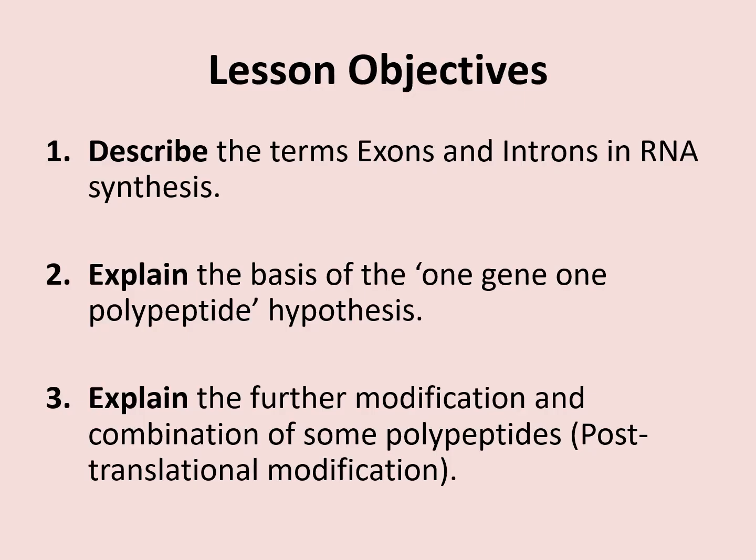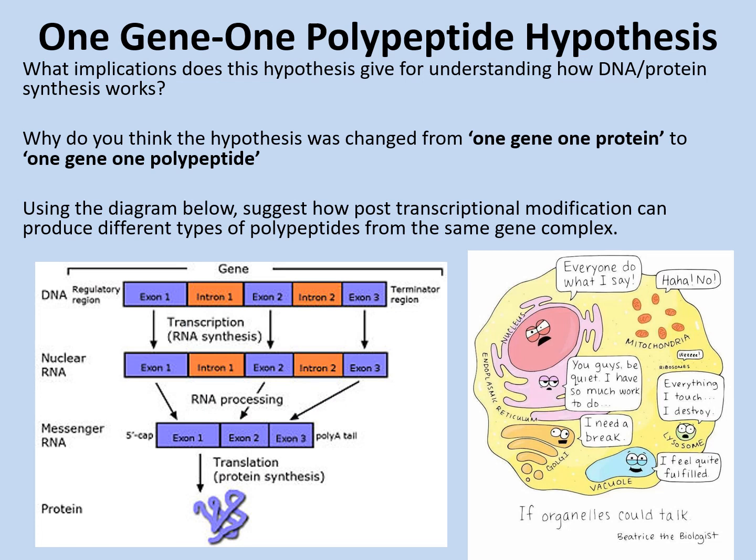So these are your lesson objectives. I'd like you to feel confident that you can describe, in terms of exons and introns, RNA synthesis, explain the basis of the one gene, one polypeptide hypothesis, and then also any further modifications and combinations of polypeptides in post-translational modification. Okay, so please can you pause the video again and try these few questions on here. So pause the video now.